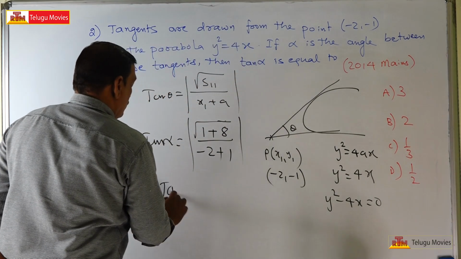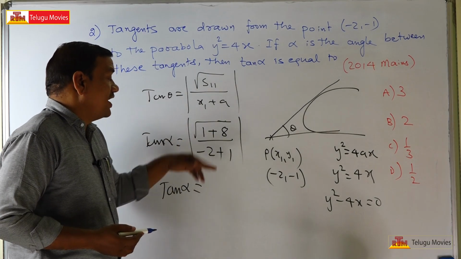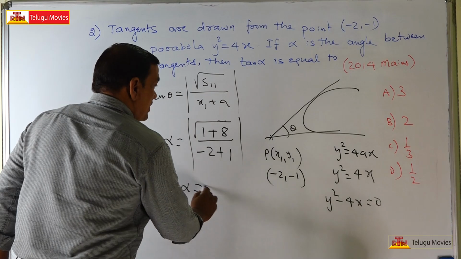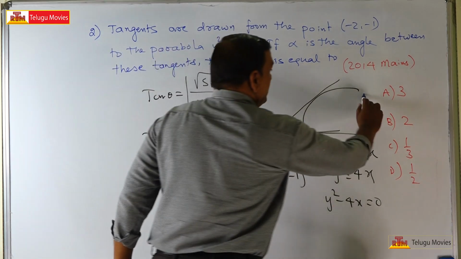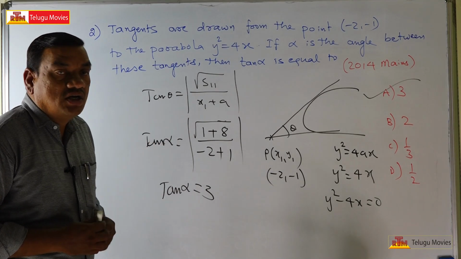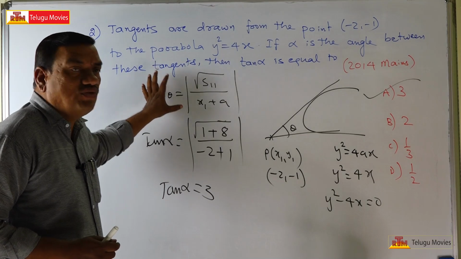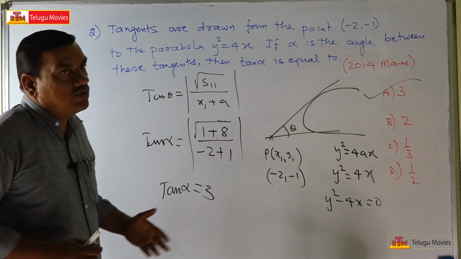So tan alpha is equal to root of 1 plus 8 is 9, root 9 is 3, 3 by 1 is 3. So tan alpha is equal to 3, 3 is your right answer. Okay? So I hope that you understand this direct method. You call it a direct method. If you know the formula, you can easily solve this problem. So let us go for the next problem.